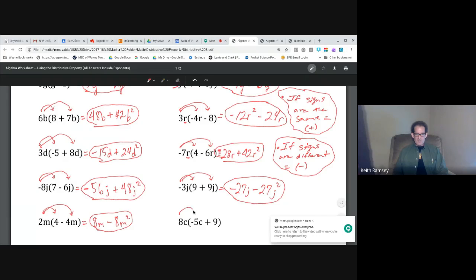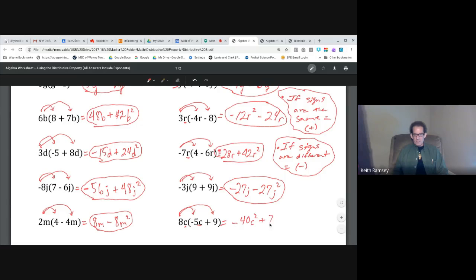So I have a positive times a negative. So the signs are different. If they're different, then it has to be negative. So I'm going to say negative 8 times 5 is 40. So negative 40. I have the c here, and then there's a c here. So I have to say c squared, or c to the second power. And then I distribute 8 times 9. So 8 times 9 is 72, but there's only one c. It's positive 72 because the signs are the same. This is positive, and this is positive.